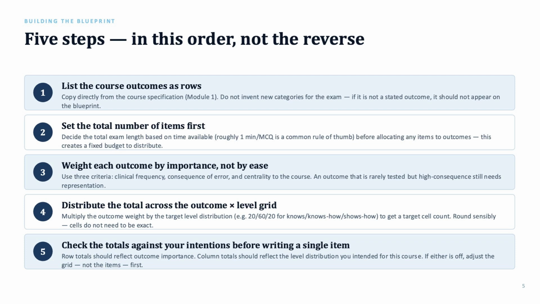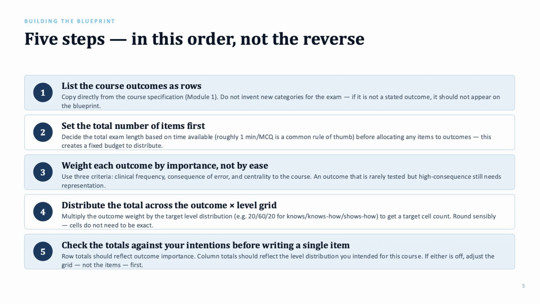Step 2 is to set the total number of items. Decide the total exam length based on time available. Roughly 1 minute per MCQ is a common rule of thumb. This creates a fixed budget to distribute. In step 3, weight each outcome by importance, not by ease. Use 3 criteria: clinical frequency, consequence of error, and centrality to the course. An outcome that is rarely tested but high consequence still needs representation.